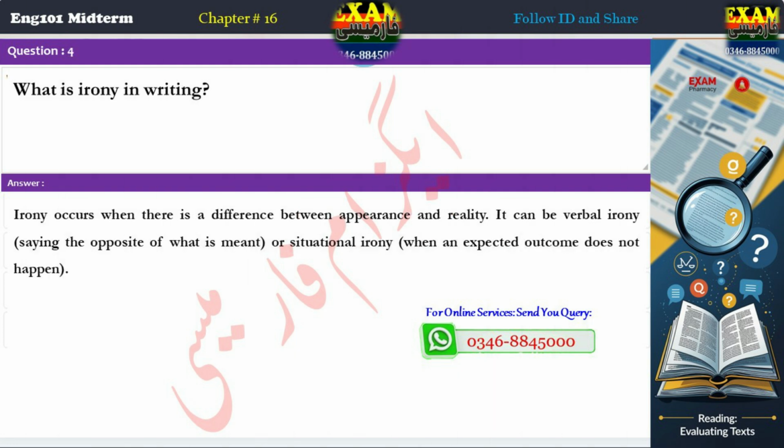4. What is irony in writing? Answer: irony occurs when there is a difference between appearance and reality. It can be verbal irony, saying the opposite of what is meant, or situational irony, when an expected outcome does not happen. 5. How does understanding the writer's bias help in evaluating a text? Answer: recognizing bias allows readers to critically assess the reliability of the information and determine if the writer is presenting a balanced view or a one-sided argument.